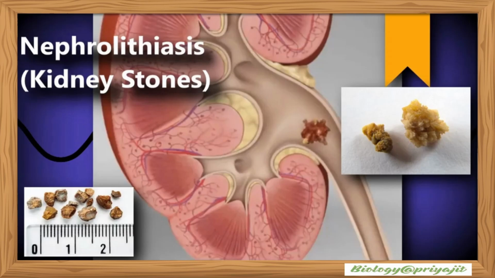Today we are going to learn about nephrolithiasis, also called kidney stones. This happens when urine becomes oversaturated with salts like calcium, oxalate or uric acid, leading to crystal and stone formation inside the kidney. These stones may stay in the kidney or block the ureter, causing severe flank pain, blood in urine, infections and swelling of the kidneys.